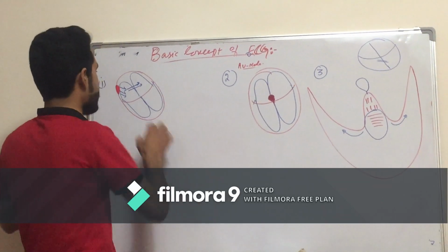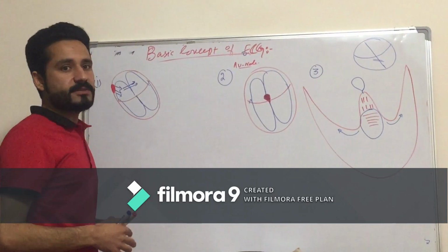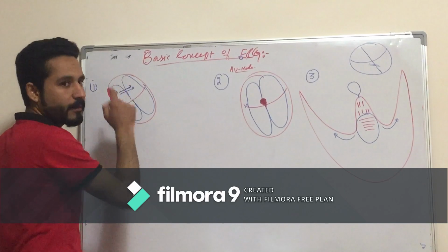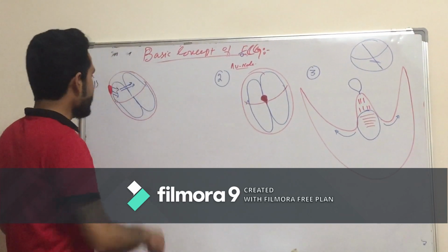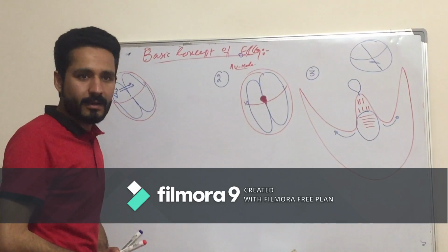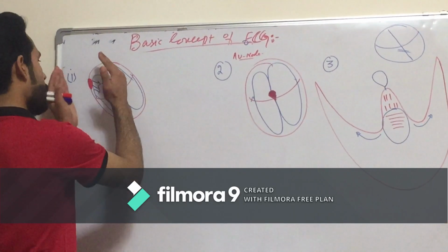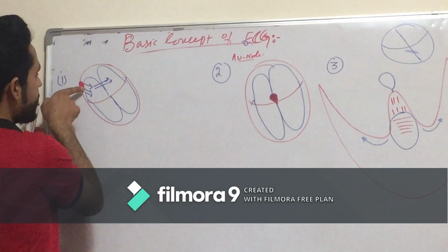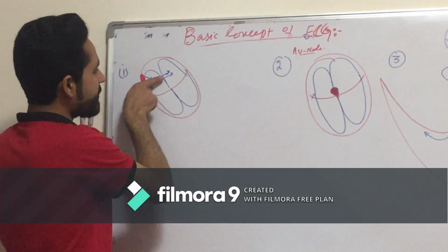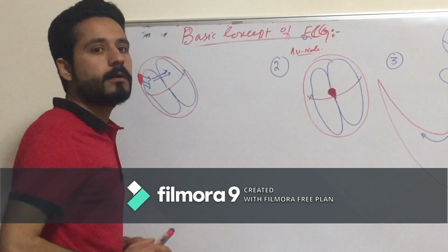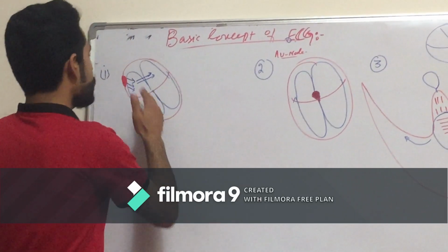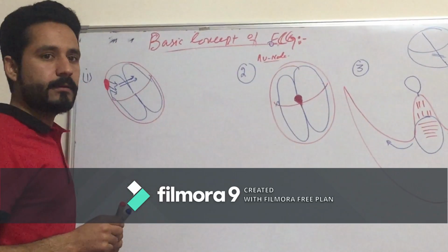As we have already studied, this SA node which generates electrical impulses will transfer into the left atrium through the Bachmann bundle, and itself into the right atrium through the internodal pathway. So in this case the direction of the current is down, and in this case the direction of the current is towards the left side of the heart. So these two directions are added.